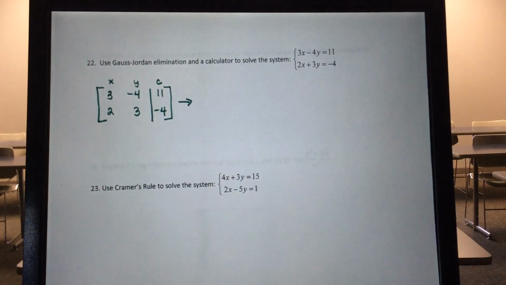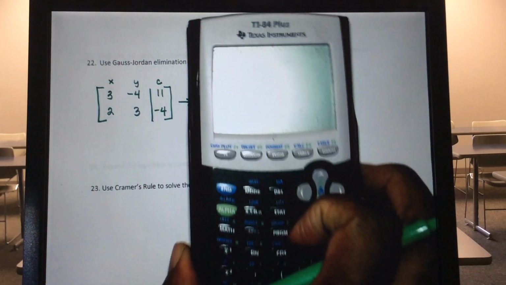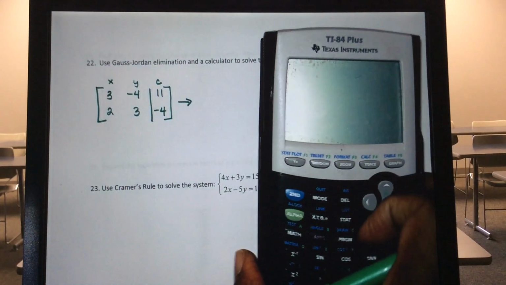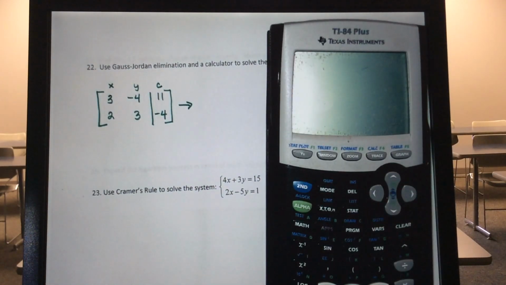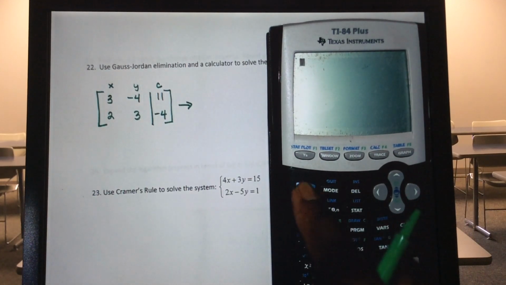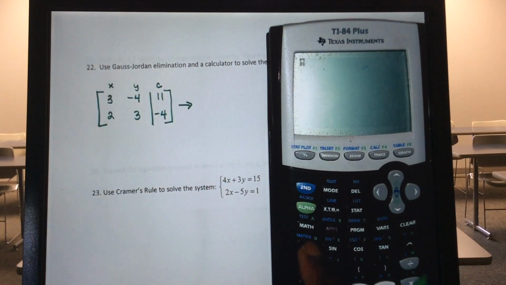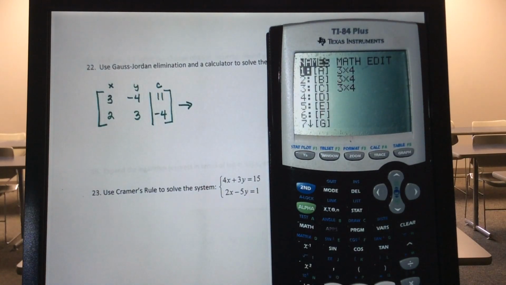Okay? Now, the next thing we're going to do here is use our calculator to come up with x and y. First thing we need to do here is press second, and then you're going to press x to the negative 1. Now I'm going to store this in matrix A.